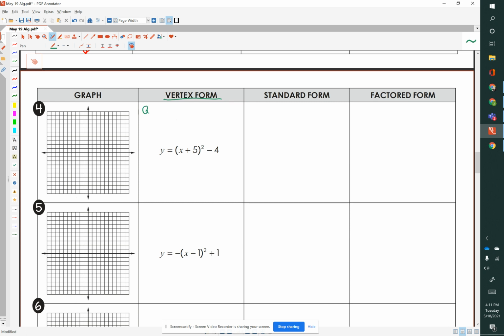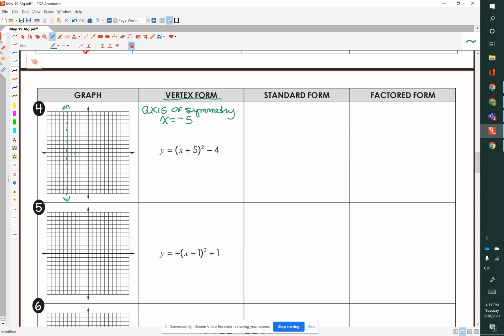So first we can tell the axis of symmetry is x equals negative 5. So let's find negative 5: 1, 2, 3, 4, 5. We can actually make a dotted line for our axis of symmetry, and put arrows on it.